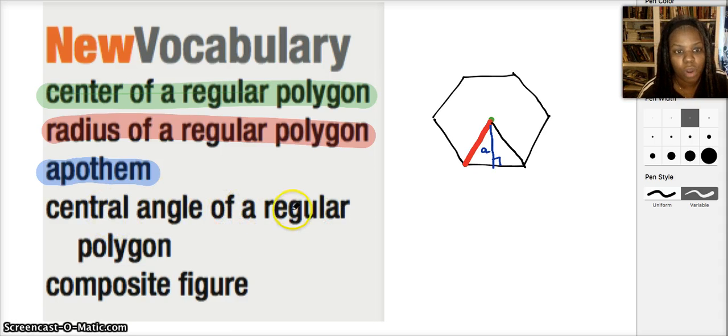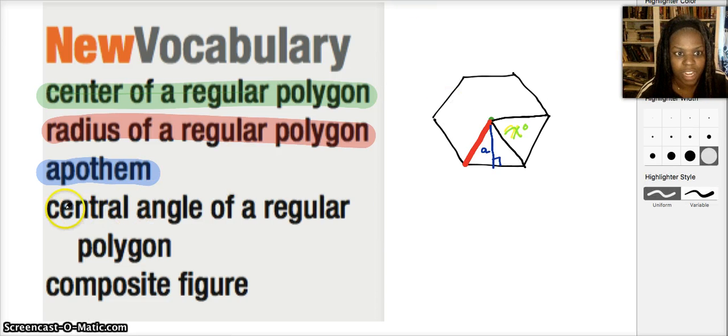The central angle of a regular polygon: if you take two consecutive vertices, or two consecutive radii, lines to the vertices, and you have, let's say, some angle x, you can't see that, neither can I. Let's say x is a limey green color. Then you want to recognize that that's the central angle of your regular polygon. So that's going to be the angle.